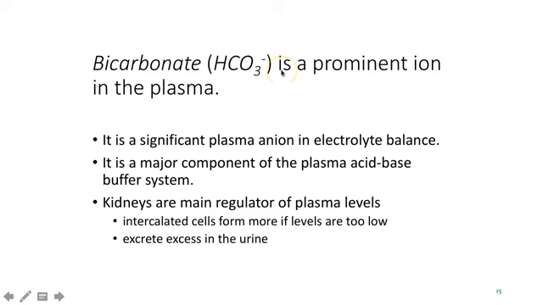Bicarbonate, we've talked a bit about this. It is a significant plasma ion in electrolyte balance. We've seen the chloride shift, for example. So we've seen it help buffer acids in the blood, right? It'll combine with hydrogen ions to eventually form carbon dioxide and water. Kidneys are the main regulators of plasma levels. So those intercalated cells will form more bicarbonate if your blood levels are too low, and any excess is simply released in urine.